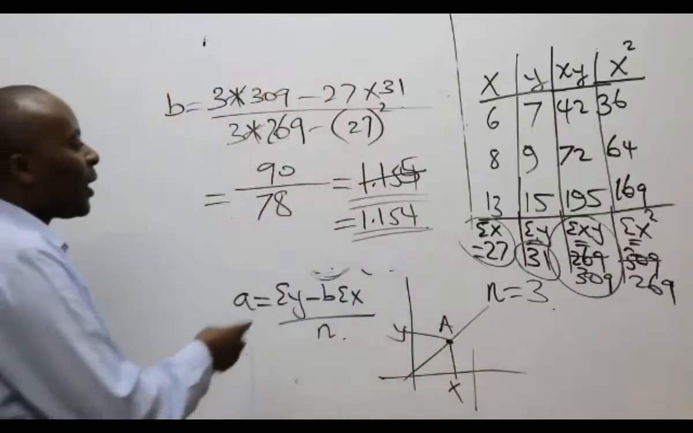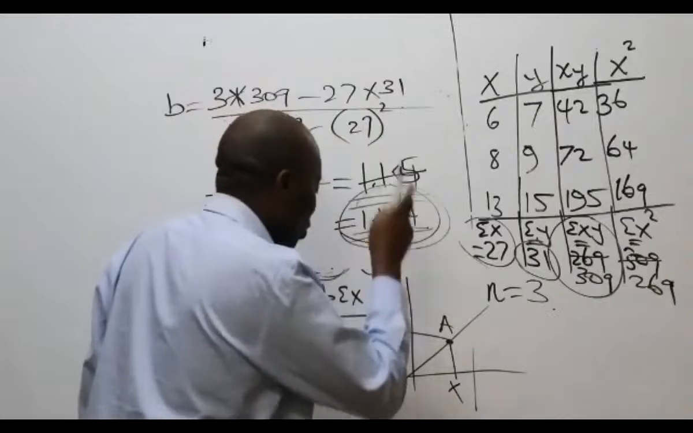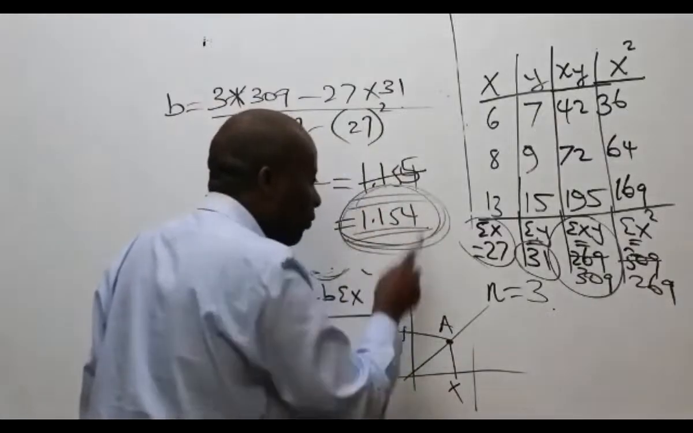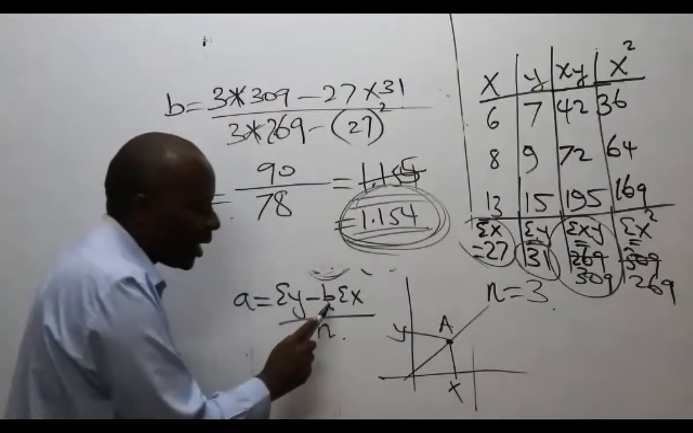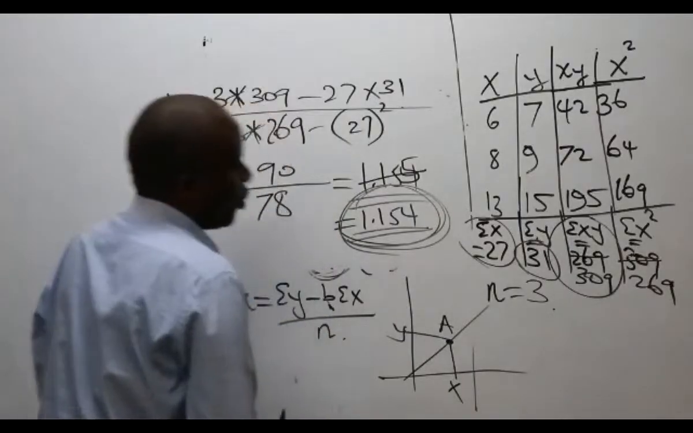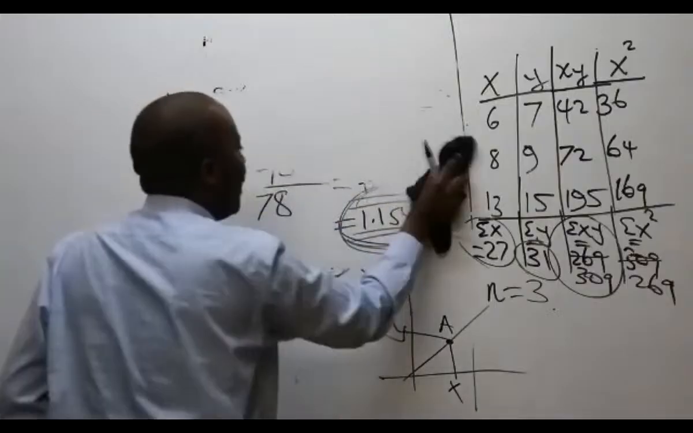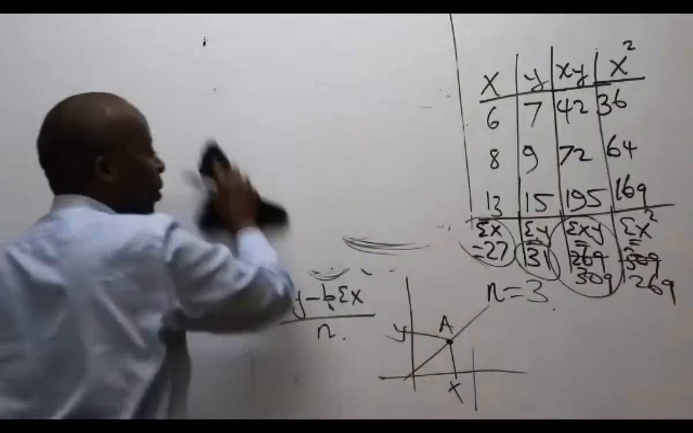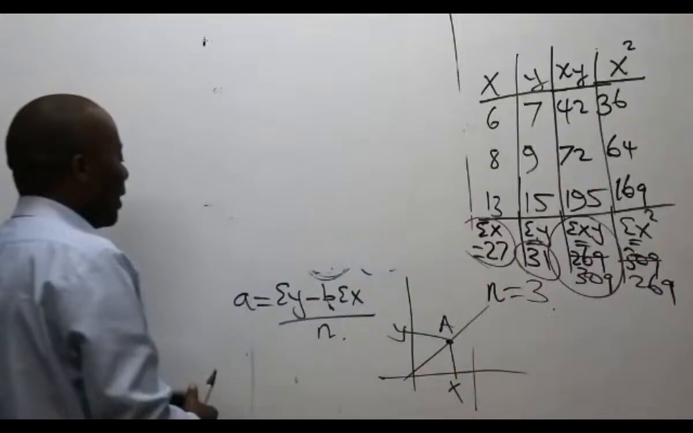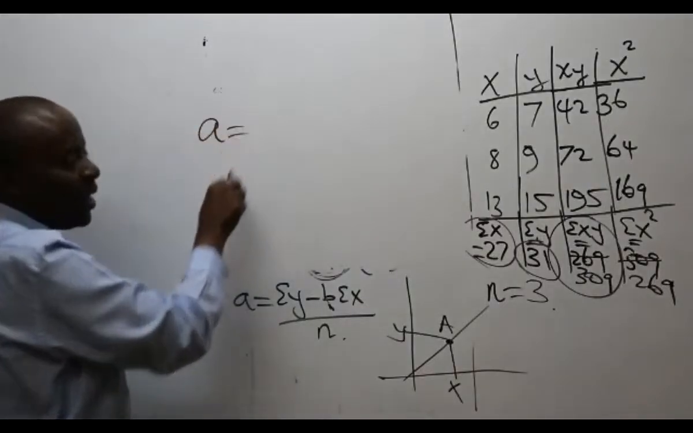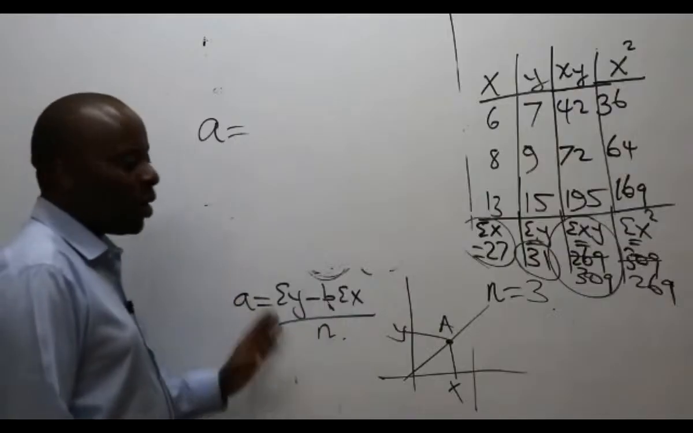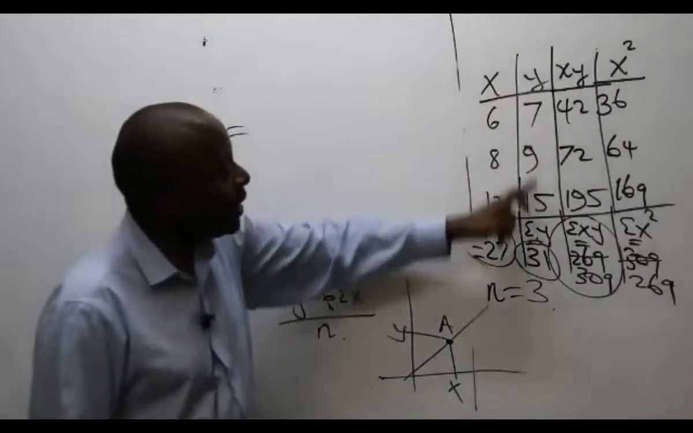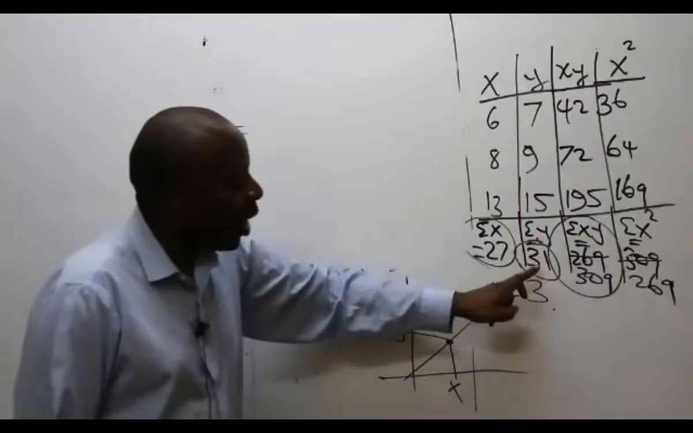Ladies and gentlemen, this figure will be stored somewhere at the back of my mind because I need it here. While calculating A, I need the value of B. So this figure, I have to write it permanently somewhere at the back of my mind. So please come and give me the value of A. How do we get A? To get A, we are taking summation of Y.